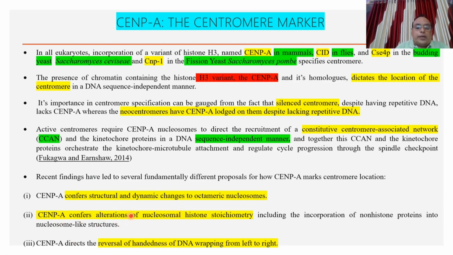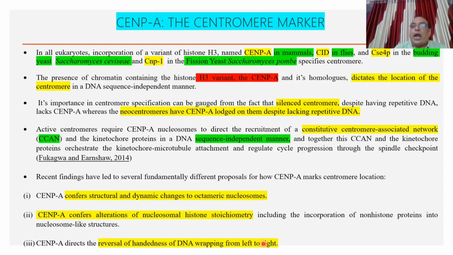So, alteration of nucleosomal histone stoichiometry facilitates attachment of non-histone proteins, as we have seen that the centromere is defined as the length to which proteins are attached and to which the kinetochore is attached. So the attachment of CENP-A facilitates attachment of other proteins, which facilitate the functioning of the centromeric nucleosome. CENP-A directs reversal of handedness. The wrapping characteristics also change, as the nucleosome is DNA wrapped around the histone core.